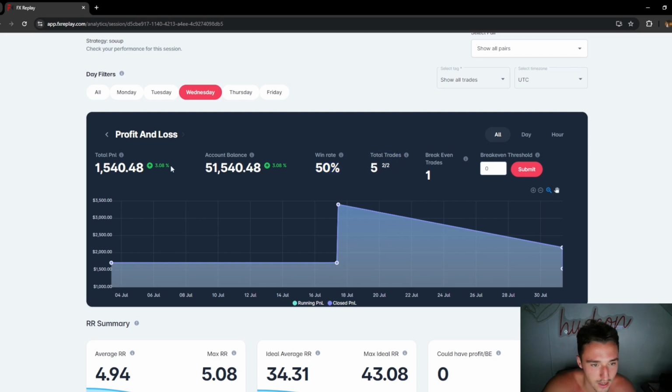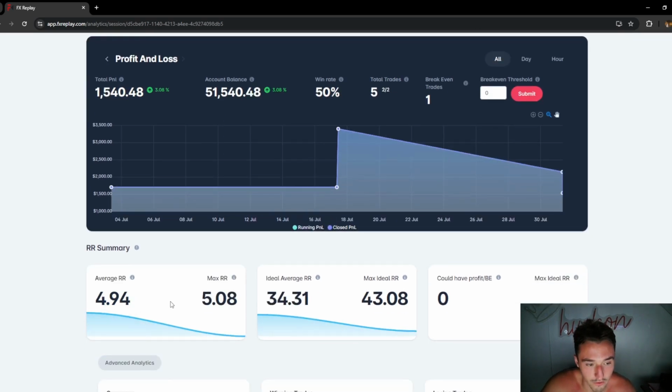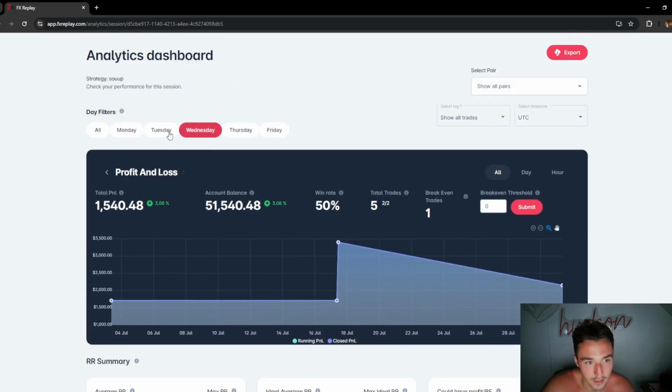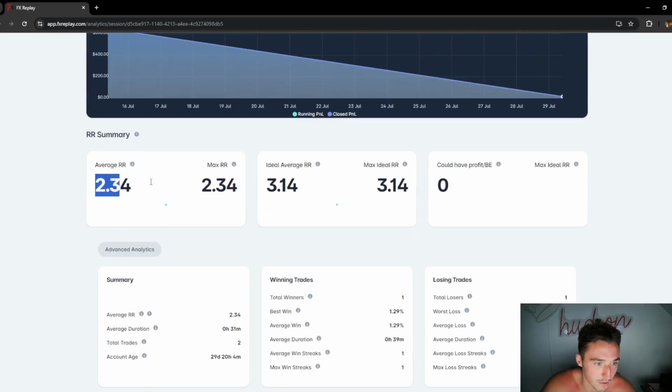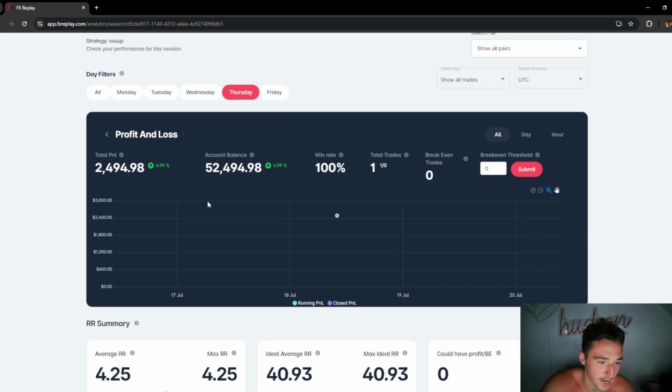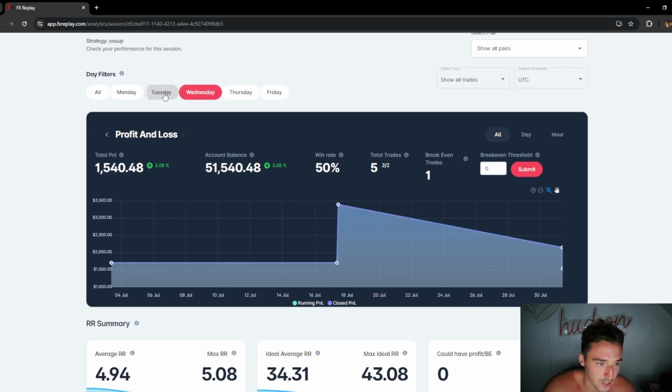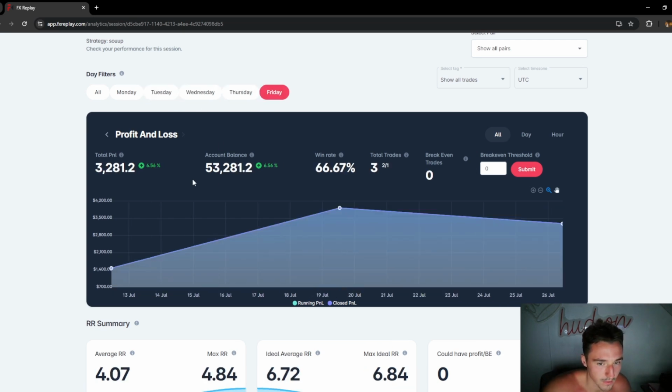Wednesday, 50%. P&L, 1,500, right? Average RR, 4.4 or 4.9. Average R on Tuesday is 3. Average R on Monday is 2. So you guys see that I'm remaining above that average RR, above a 2, which is what you need if you're going to have a 50% win rate. So Thursday as well. I really like trading Thursdays. That's usually my best days. 2.5 on average is less than that. And then Friday, 66, 4R.